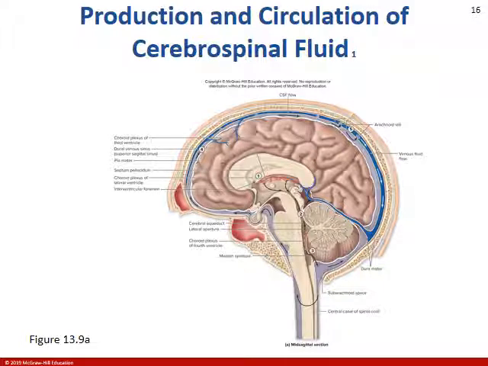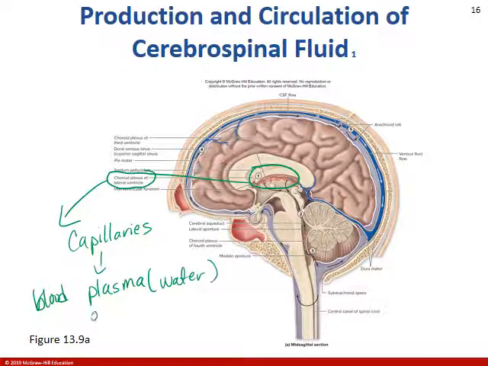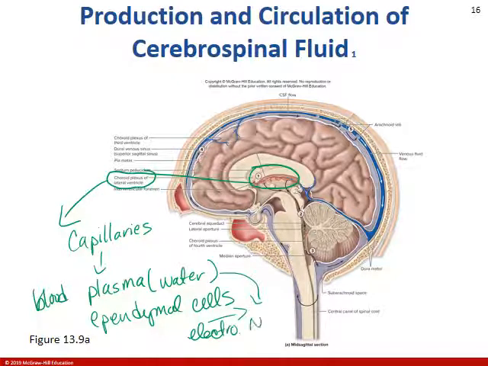Another image to show you the flow of cerebral spinal fluid. So the creation starts right here. The choroid plexus within the lateral ventricles. So the choroid plexus is capillaries. So we're pulling blood plasma. And blood plasma has a few electrolytes in it as well as mostly water, right? Then we have those ependymal cells. And those ependymal cells are taking the water and secreting into the watery substance electrolytes like sodium and chloride. And that creates the cerebral spinal fluid.